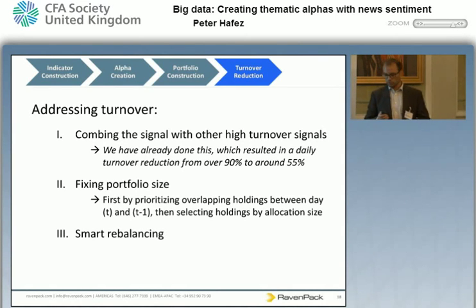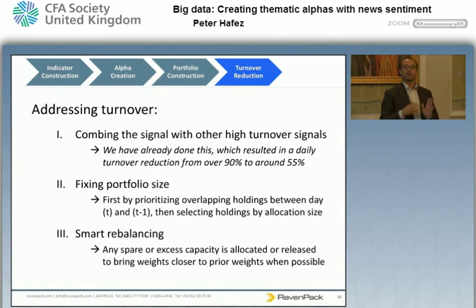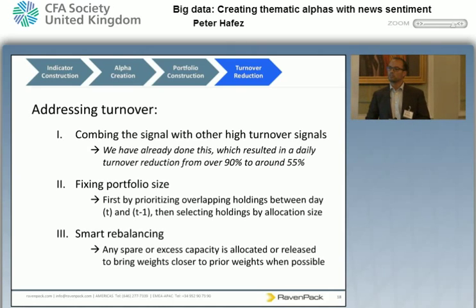And that should also help us reduce turnover. And finally, we could do smart rebalancing. So I said before that we scaled all our weights to ensure a constant gross exposure. You could obviously do that linearly, and that won't change your mean variance optimal allocation. But you could also say, let's allow ourselves to move away from the optimal allocation, give up a little bit of information ratio, but get lower turnover in return.